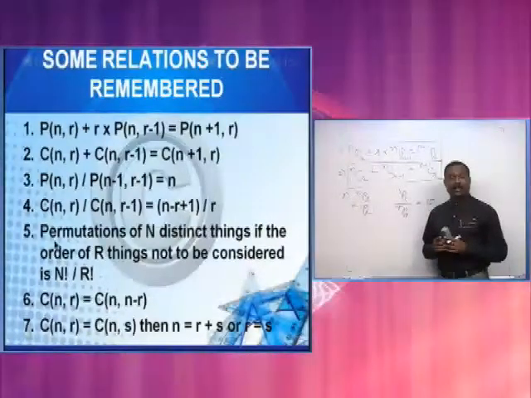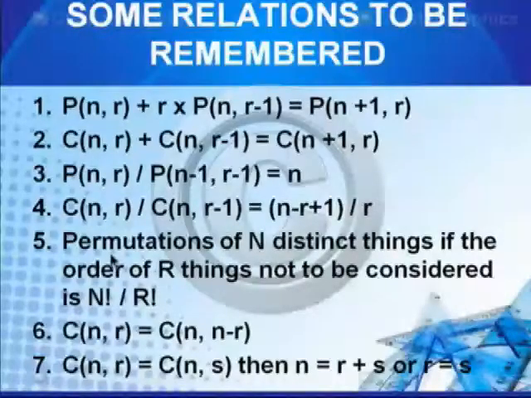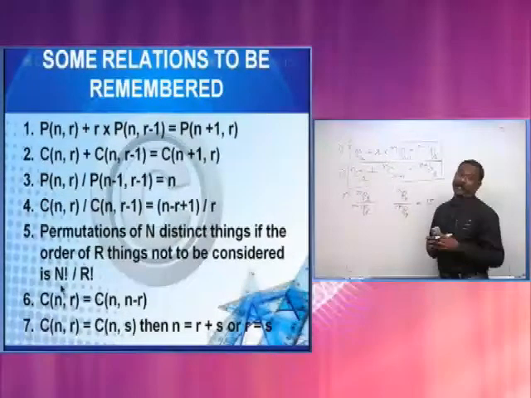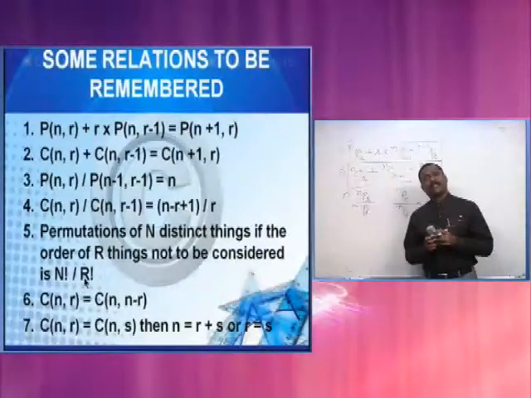Fifth one, please. Generally, what happens when we work out the problems, you don't get the idea of this. That is why I have chosen this. Permutations of n distinct things, if the order of r things is not to be considered, is n factorial upon r factorial. Order of r things not to be considered means what?